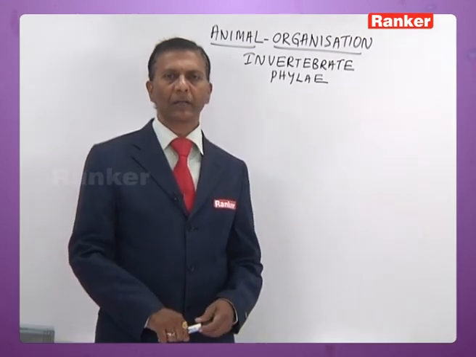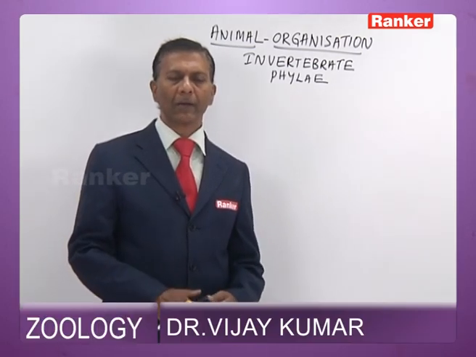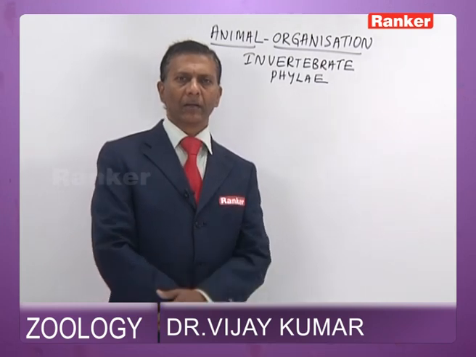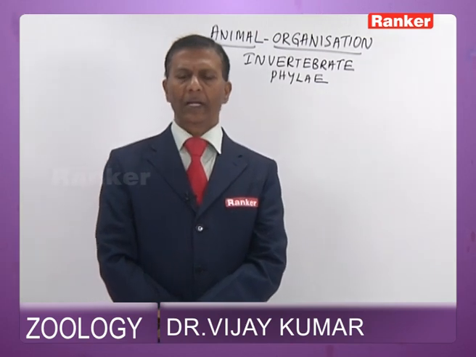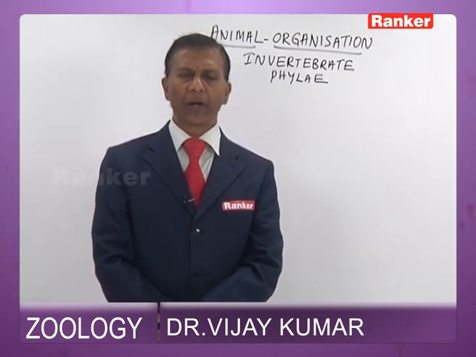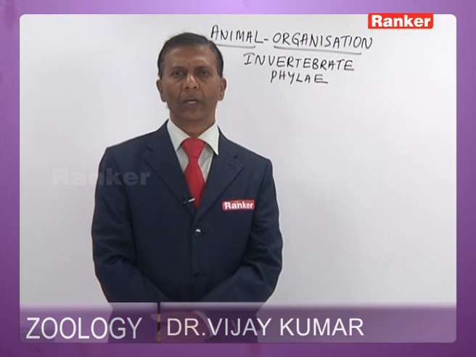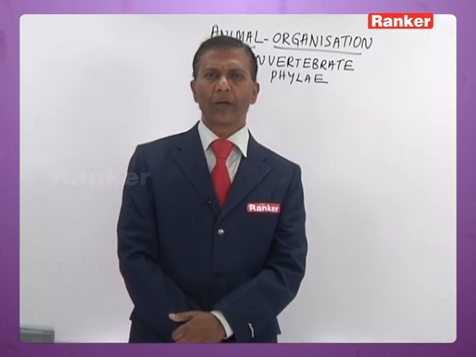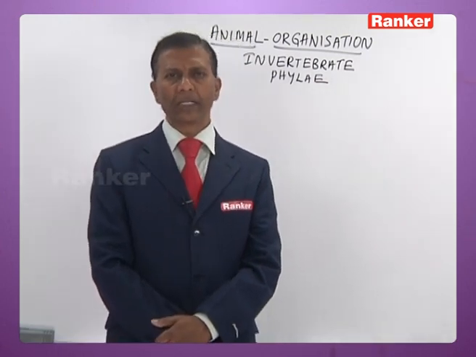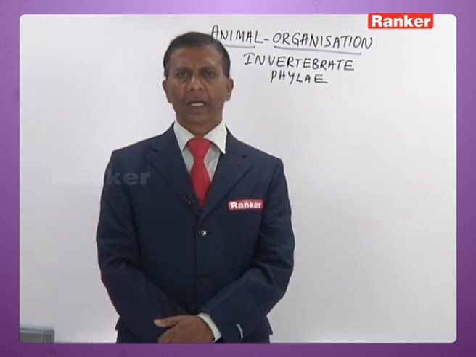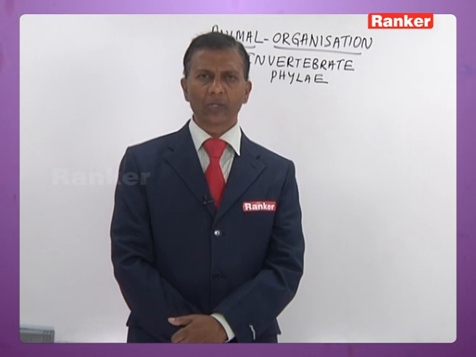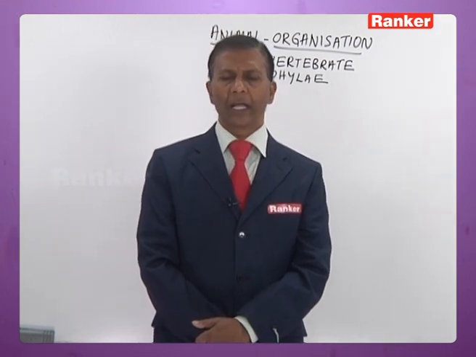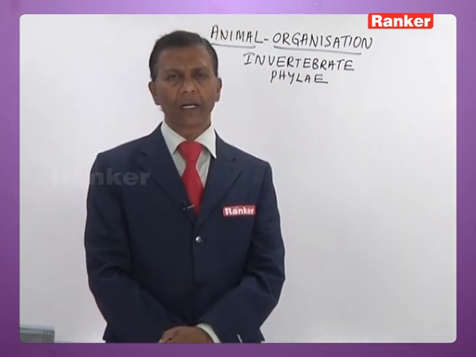Animal organization. We were talking about the invertebrate phyla. We finished till Ctenophora. In Ctenophora, once again, the most important points I would like to put before you. Ctenophores are commonly called sea walnuts or gooseberries or raspberries. They are all exclusively marine. They are also diploblastic. They are biradially symmetrical.